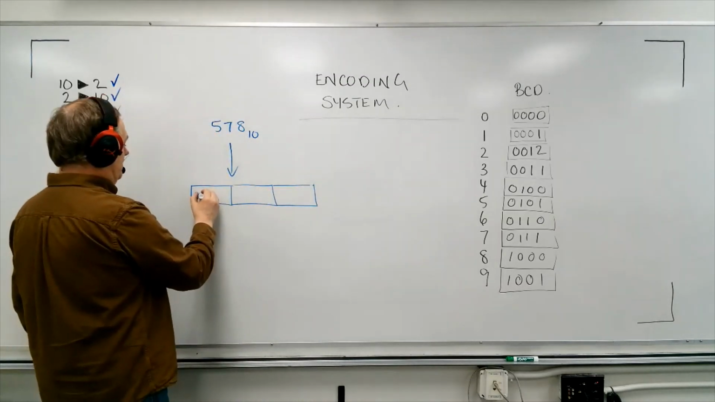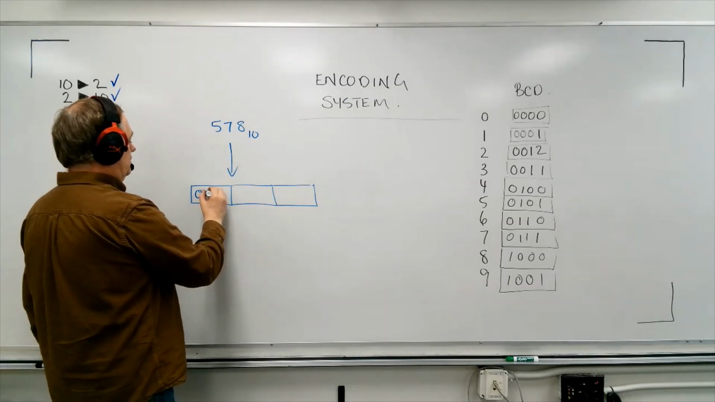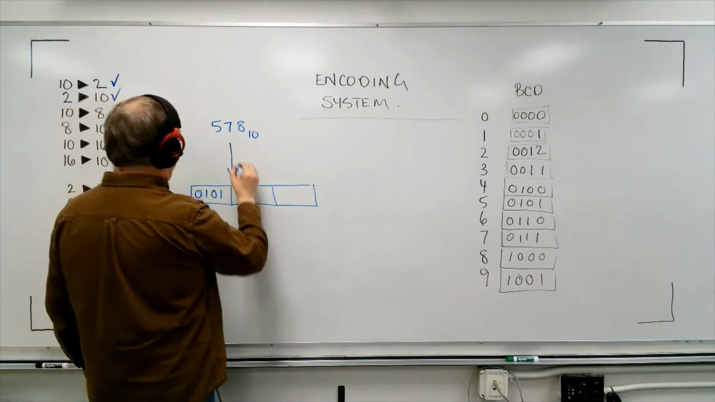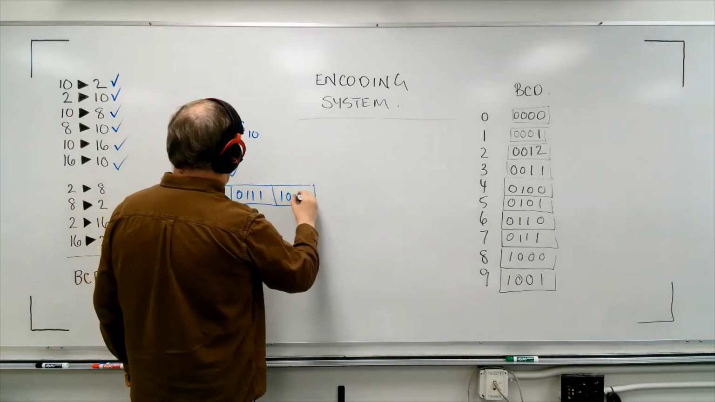So the 5 is going to be 0, 1, 0, 1. Okay. The 7 is going to be 0, 1, 1, 1. And the 8 is going to be 1, 0, 0, 0.